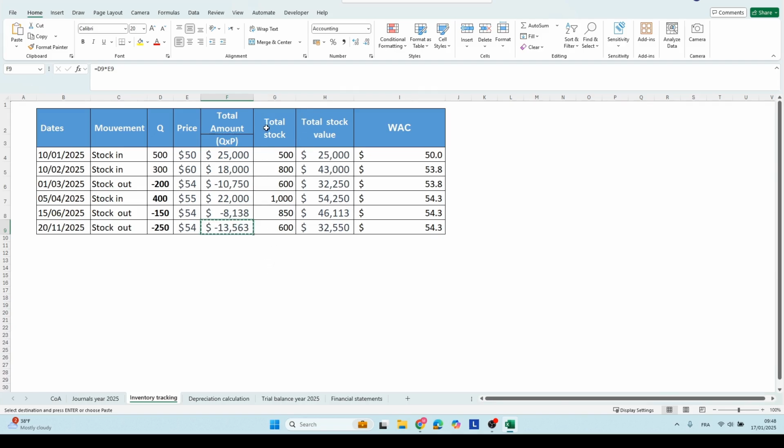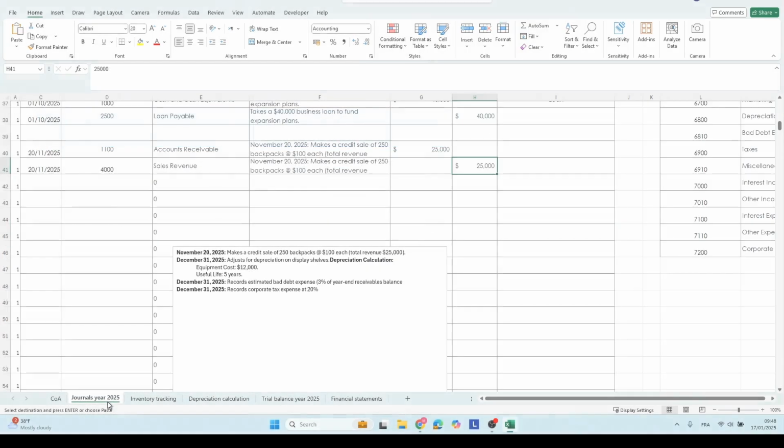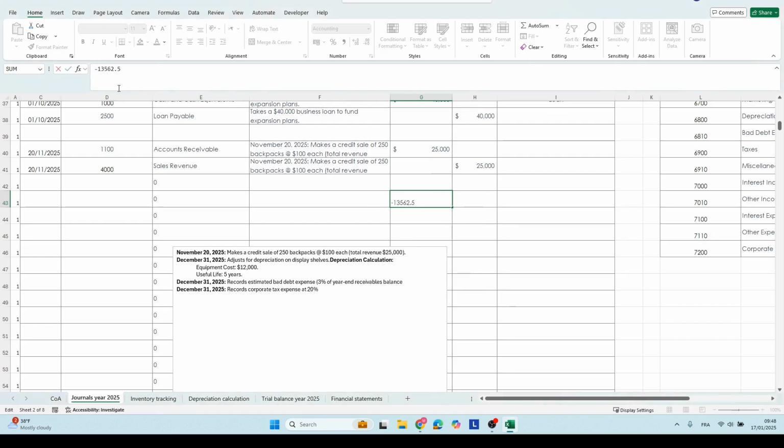The total available stock is 600 with a total value of 32,550. We go to journals. We put the value here. Then we start our transaction.